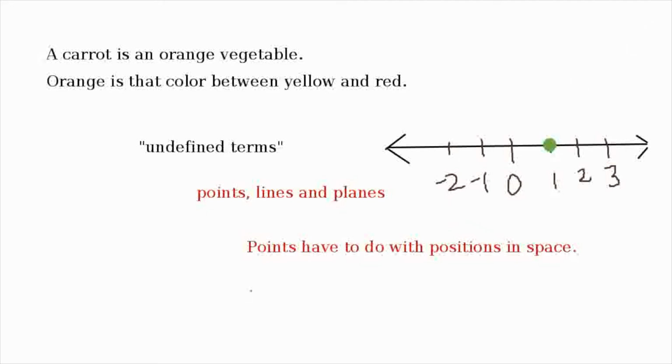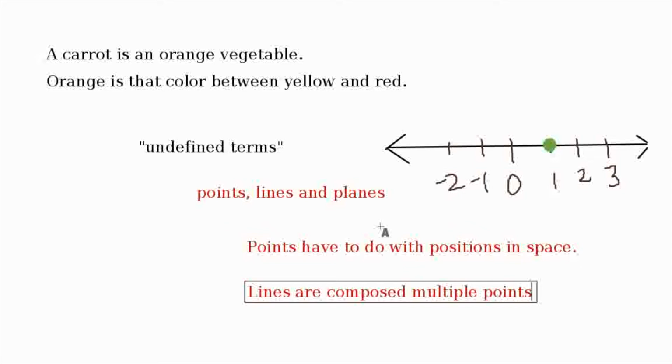Now, lines. Let's talk about lines now. Lines are composed of multiple points. Notice I didn't say how they're composed, how many points. I didn't go there. But when you think of a line, think of you scrunch a bunch of points together in some way, and that's what a line is.